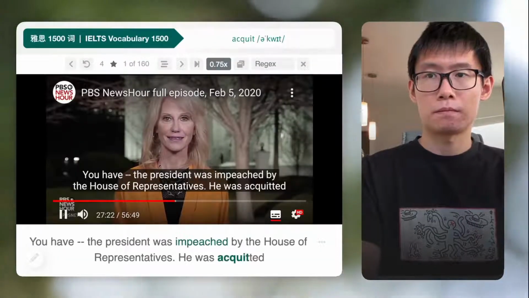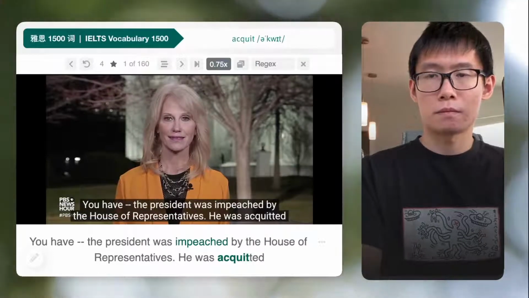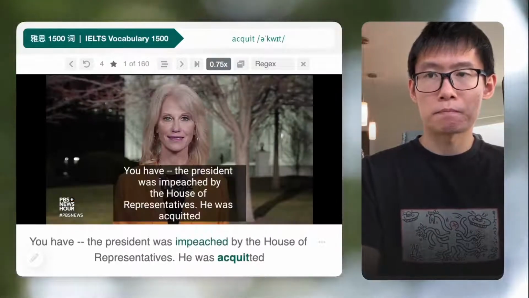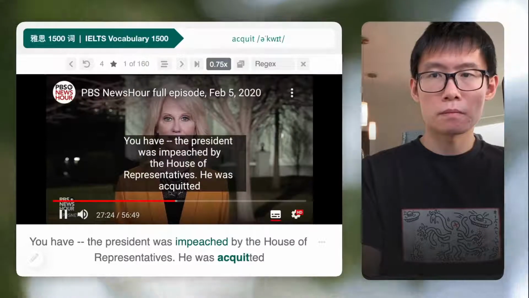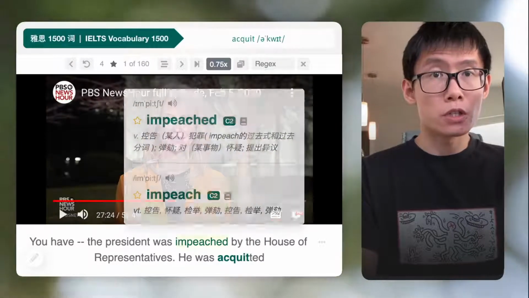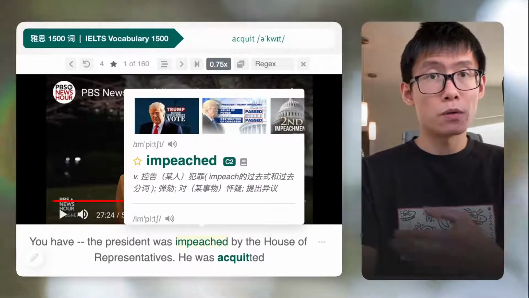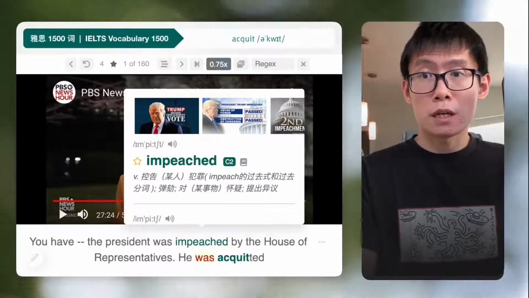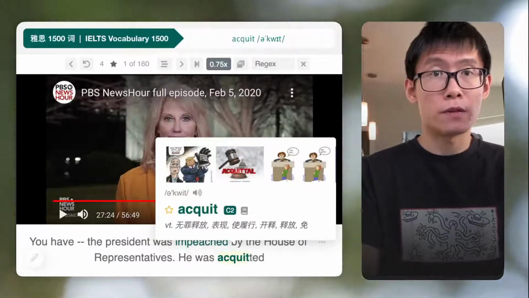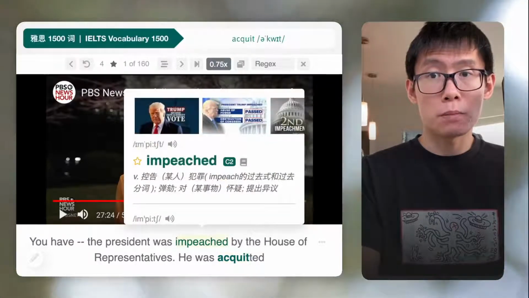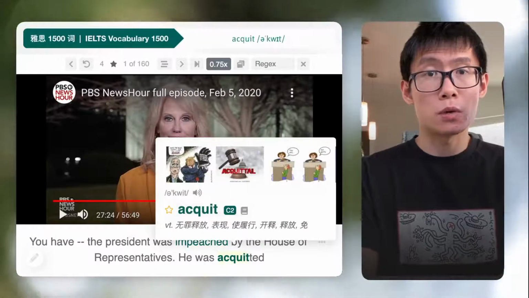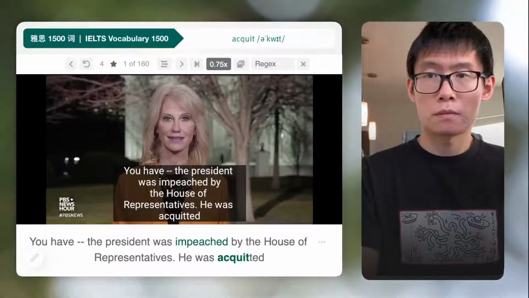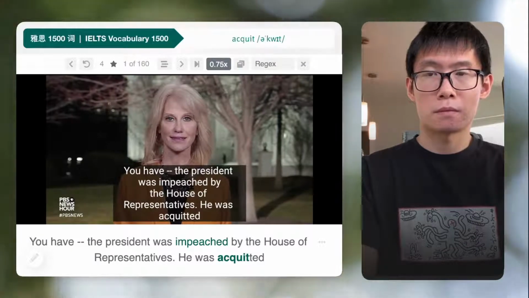You have the president was impeached by the House of Representatives. He was acquitted by the Senate. 我们再听一遍。 The president was impeached, and that means he was going through this process where he might be removed from office. Right? This is called impeachment. He was acquitted. That means he was found not guilty. He was impeached by the House of Representatives, but he was acquitted by the Senate.